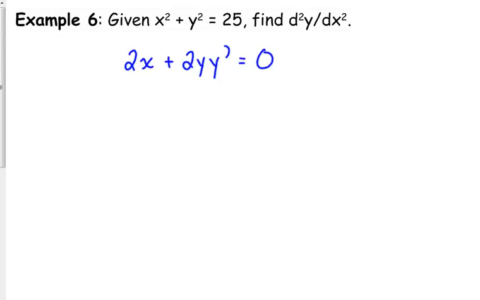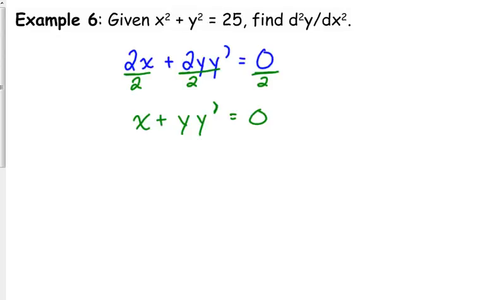Now, before we solve for y prime, I told you yesterday I wanted you to get in the habit of noticing that if all of your coefficients have a common factor, you want to go ahead and divide by that. So we can divide all these numbers by 2. So we can simplify this to be x plus y, y prime is equal to 0.